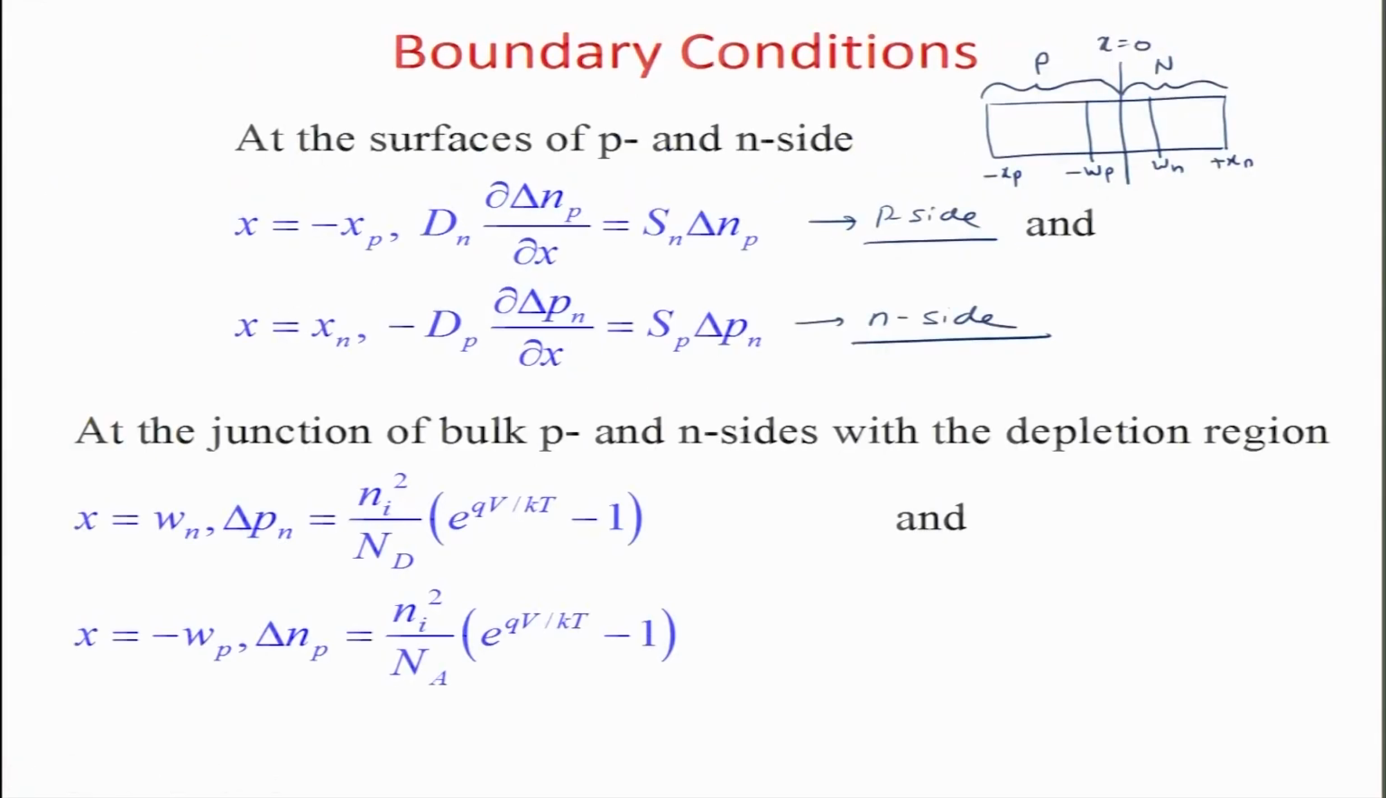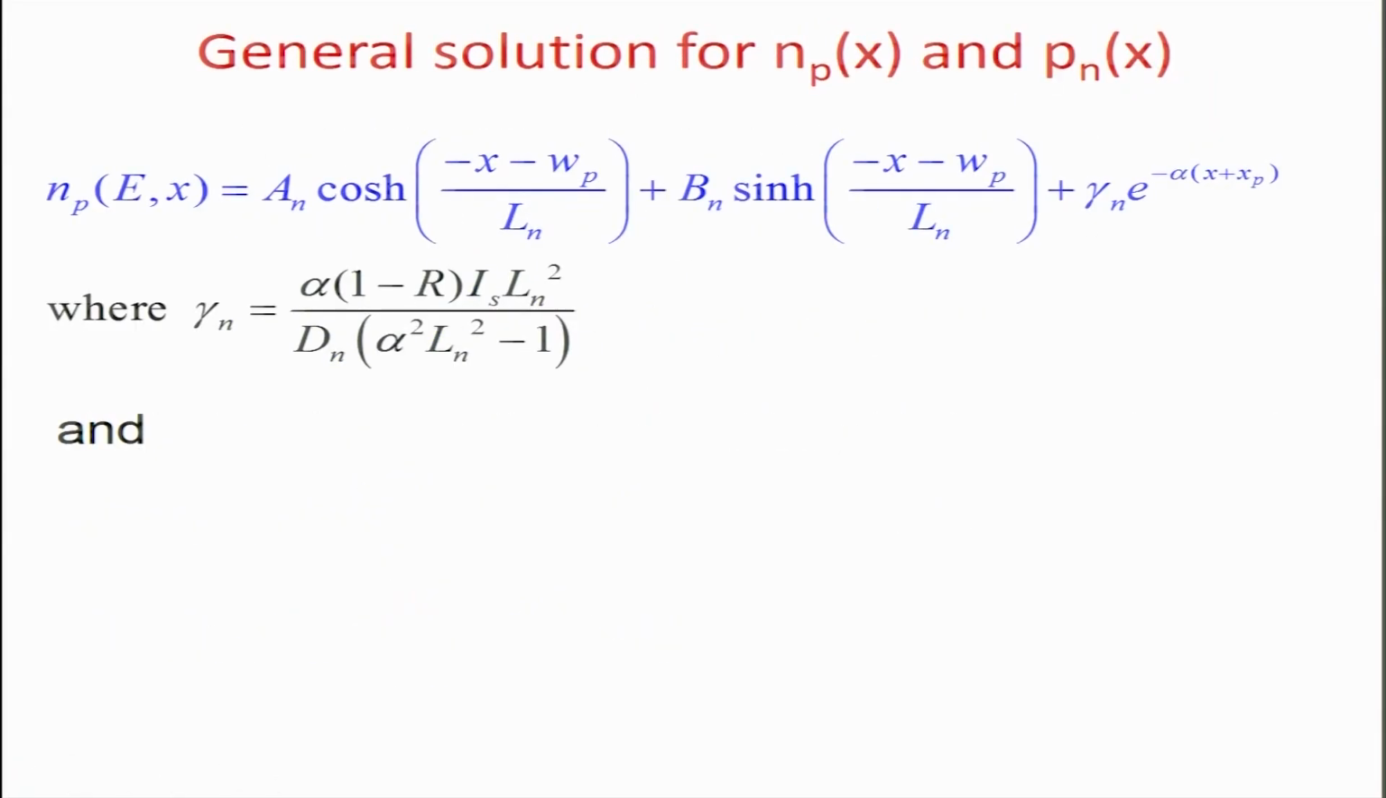Now, when you apply these boundary conditions and solve the differential equation, it's a little tedious solution, but it's not very difficult to do. You can do it yourself. In fact, I would recommend you to do it yourself as well. If you do the solution, the general solution for Np(x) and Pn(x) works out to be like this.